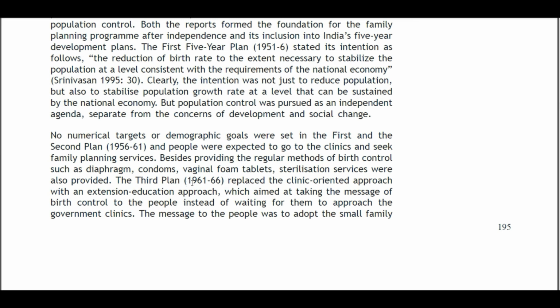The third plan, 1961-66, replaced the clinic-oriented approach with an extension education approach, which aimed at taking the message of birth control to the people instead of waiting for them to approach the government clinic.